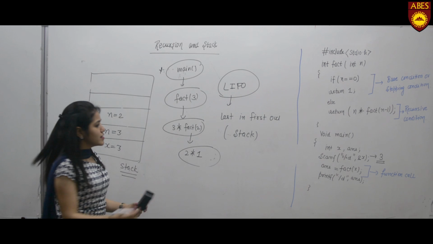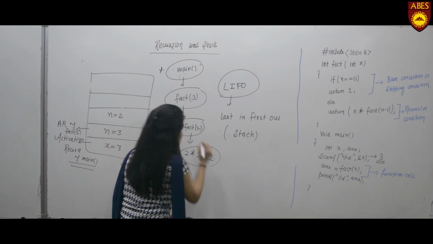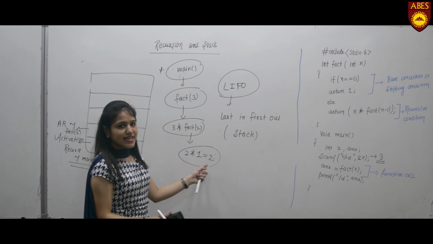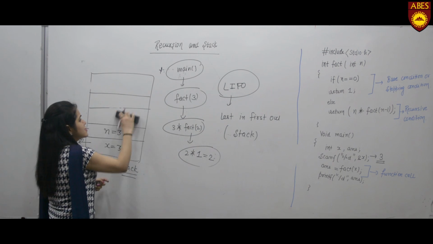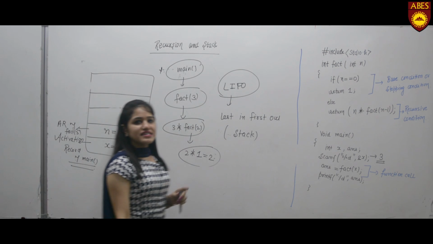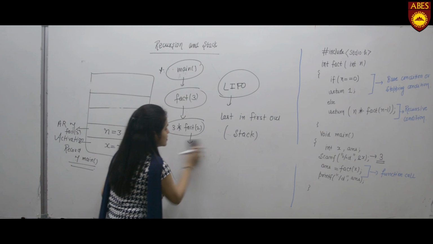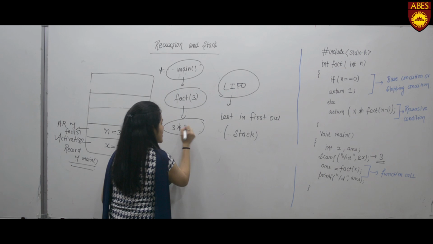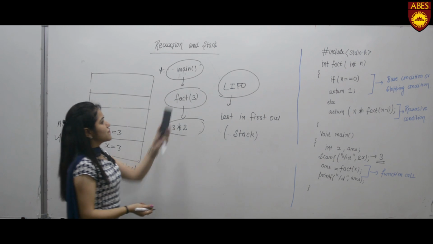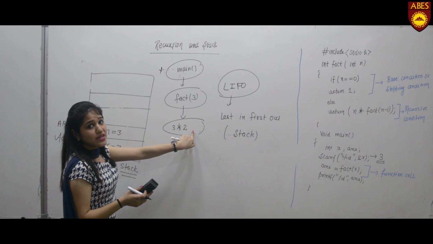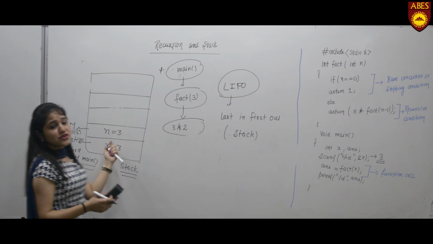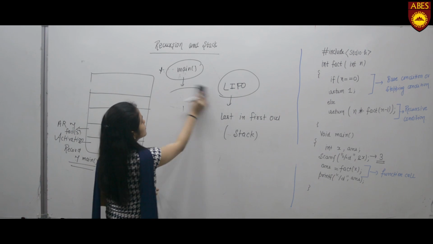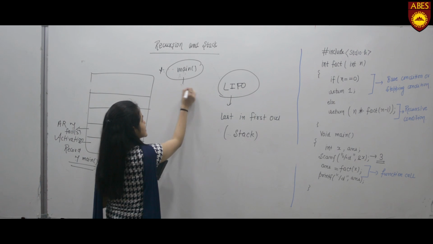Now 2 into 1, that is 2. So fact of 2 will give us the value 2. It has completed its execution, so its activation record will be deleted from the stack. We can replace fact of 2 with the value 2. Now 3 into 2, that is 6. So fact of 3 will give us the value 6, its activation record will be deleted from the stack, and we can replace fact of 3 with 6.